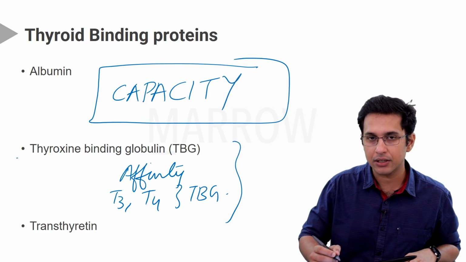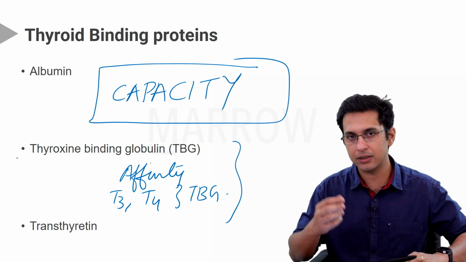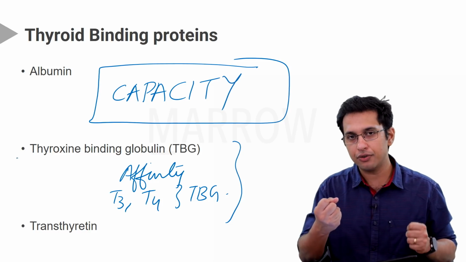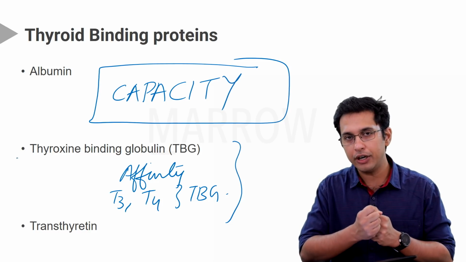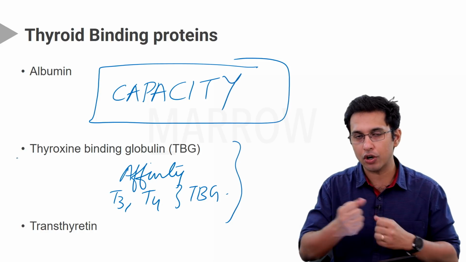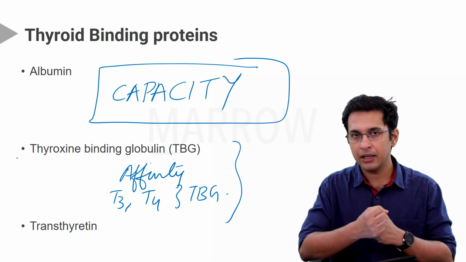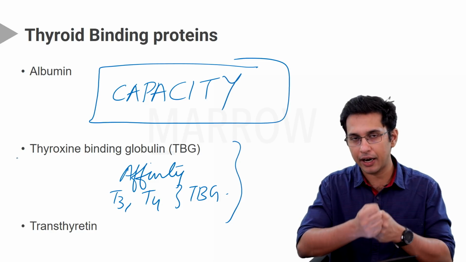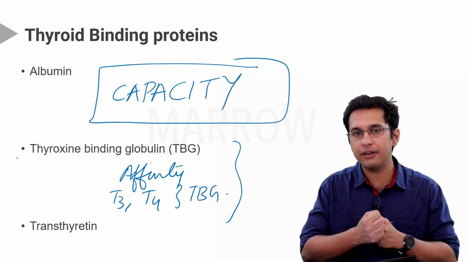So in these conditions, if there is a TBG excess, there is more TBG to bind. So if you measure the total hormone, it will be high. In TBG excess, if you measure the total hormone, it will be high. If you measure the unbound, the free T4, it will be normal.